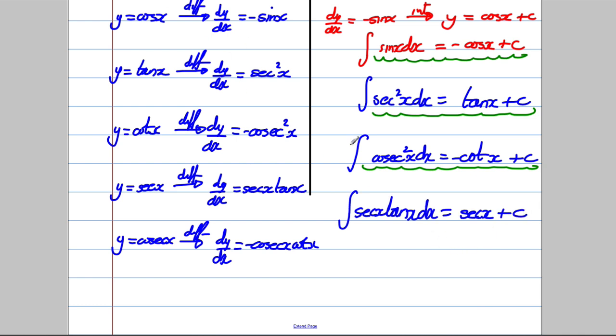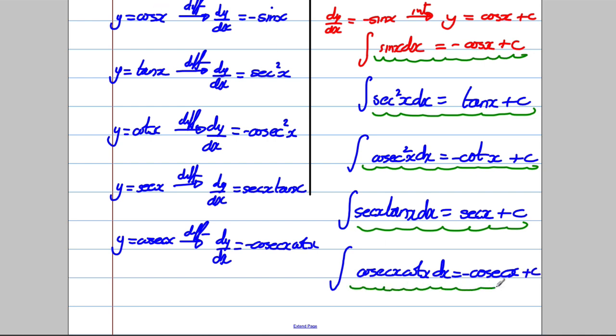And lastly, just underline that, another result I need to learn. If I'm integrating negative cosec x cot x with respect to x, you can see that I'm going to get cosec x plus a constant. But say if I wanted to keep this side positive, if I'm integrating a positive cosec cot, I'm clearly going to get negative cosec plus a constant. And that's another result that I need to learn there.